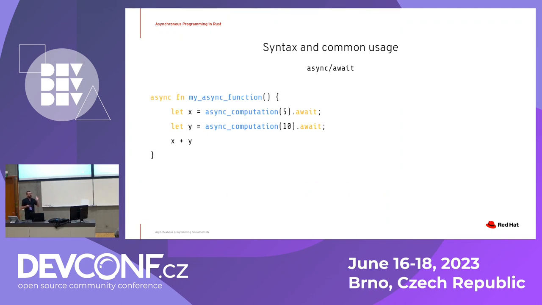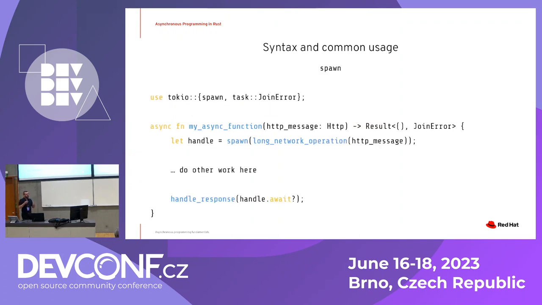We've already covered async and await, but that's one thing I wanted to mention here. We also have spawn, which we've referenced. The way we can think of spawn is that we have this long network operation, and we call spawn on this asynchronous task. It spawns in the background and starts immediately executing. We do a lot of other work that we have to do before we can handle the response. Then at the end of that, we await and handle the response. That's a great example of a basic asynchronous workflow.